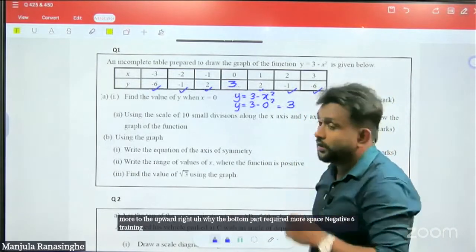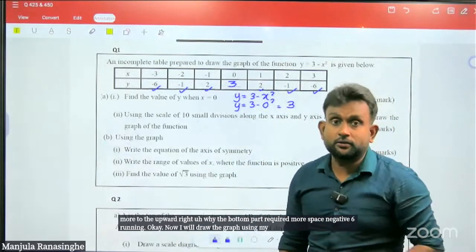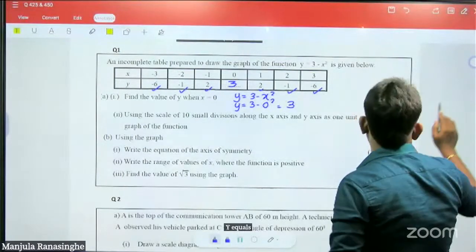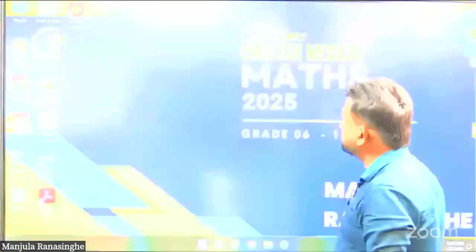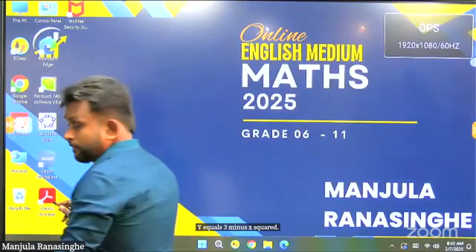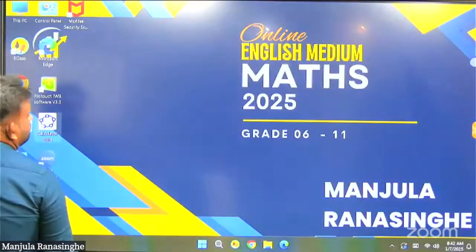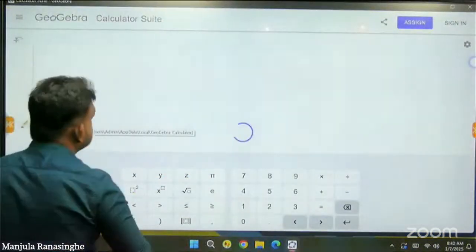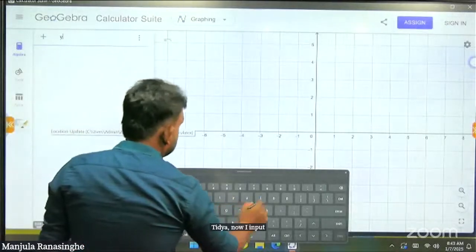Okay, now I will draw the graph using my application, right? You can see the graph drawing y equals 3 minus x squared. See there, now I input the equation y equals.